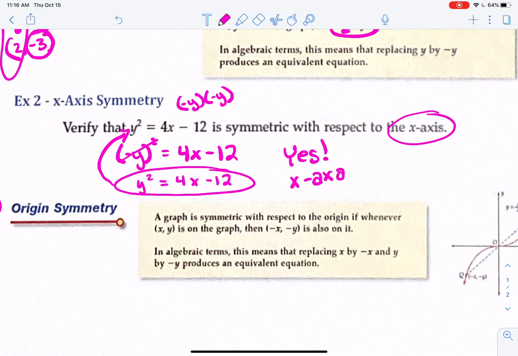Oh, I did not spell that right. I can't spell while I talk at the same time. X-axis symmetry. There it is. Okay, yes, it does have x-axis symmetry, so that is fabulous.